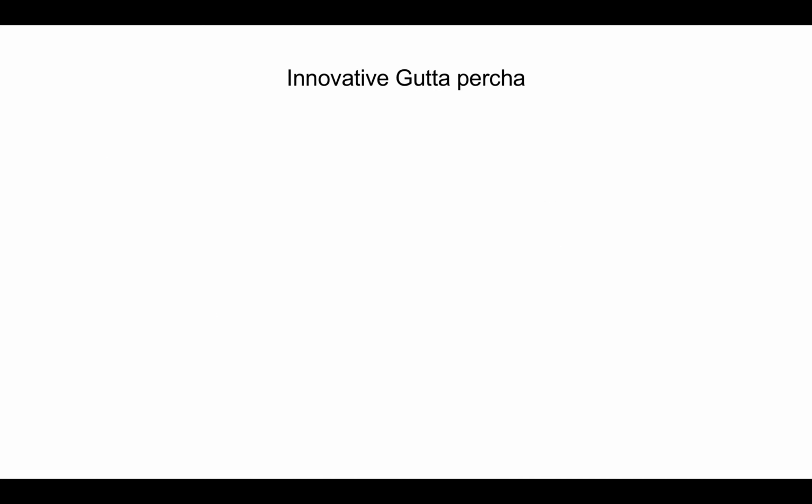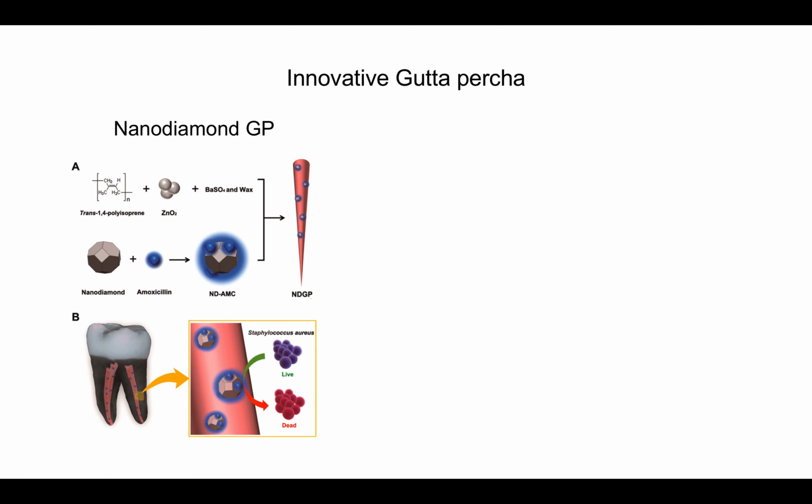Some forms of innovative gutta percha are available in the market. Let's list some of these examples. There is a nanodiamond coated gutta percha. Basically, they add some nanodiamond particles with amoxicillin. So basically, it's an antibiotic coated gutta percha, which is going to help kill a lot of types of bacteria such as Staphylococcus aureus and other types of bacteria.